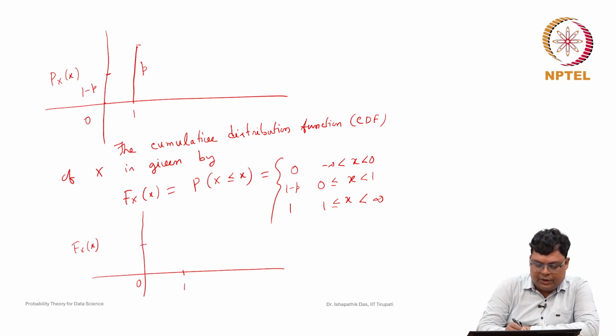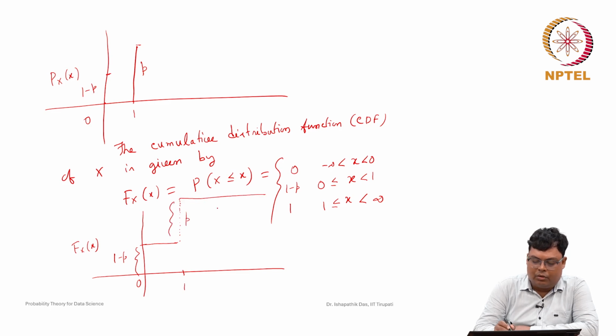Suppose this is 1 minus p. This continues up to 1. Then at 1, this will be 1 minus p plus p, so this distance is nothing but p. This is 1, so this distance is p, and the total distance will be 1. So, p plus 1 minus p is equal to 1.